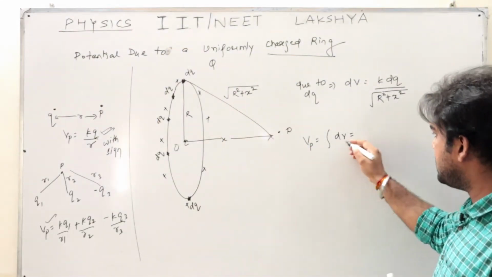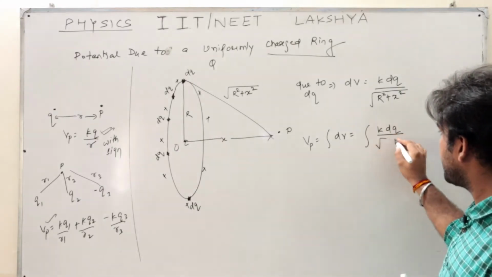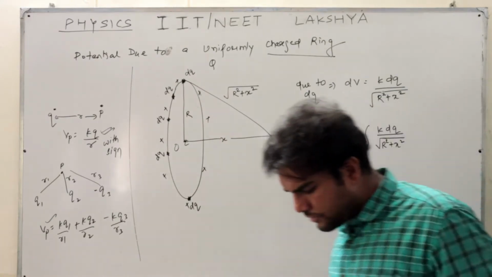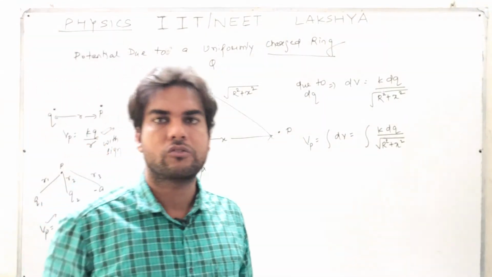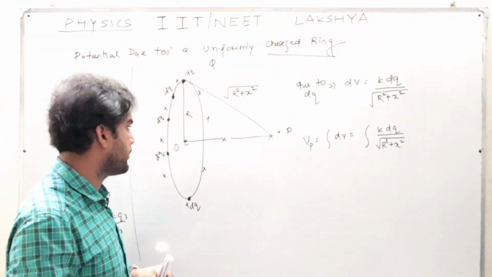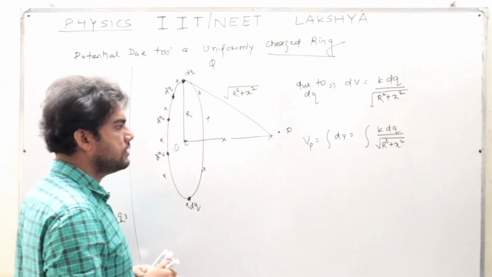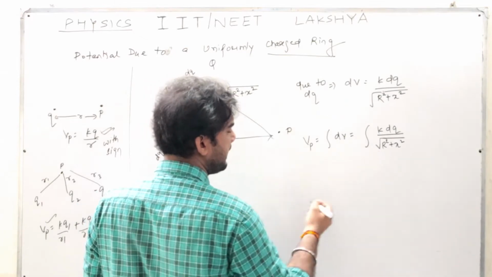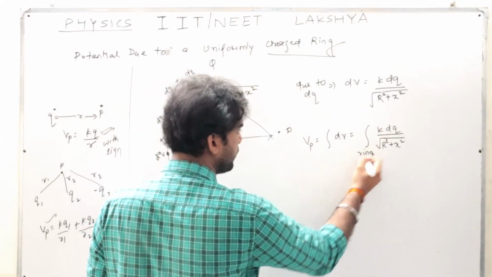Now we know this integration is nothing but k dq upon under root of r square plus x square. Here there is no direction required, because obviously you know potential is a scalar quantity, and you simply have to add them. There is nothing about direction here. So this entire integration you have to do for the ring.